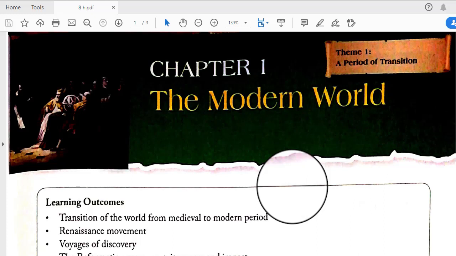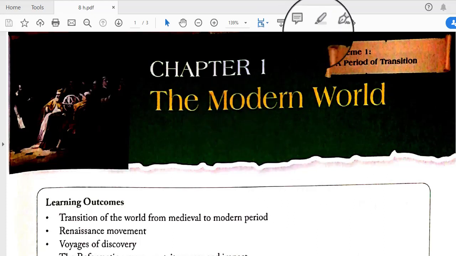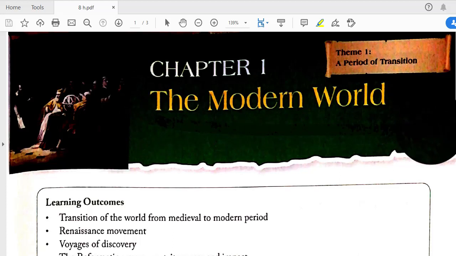Today we will learn about one history topic. The name is the modern world.